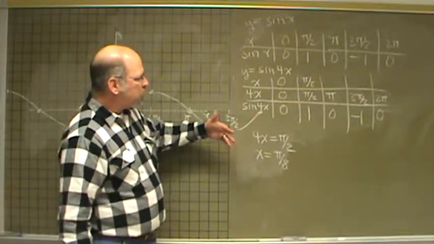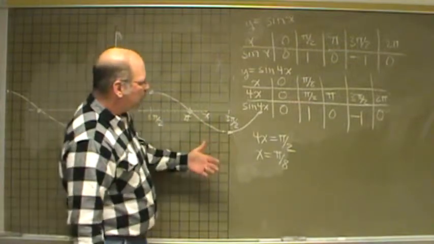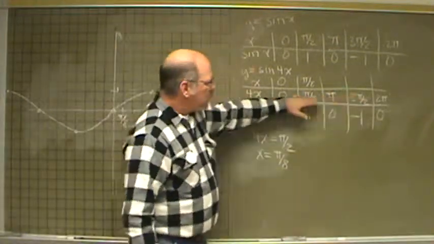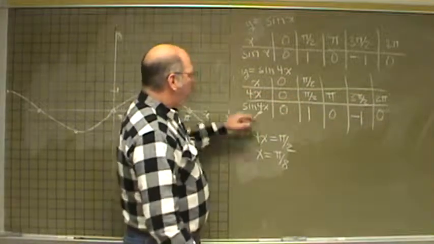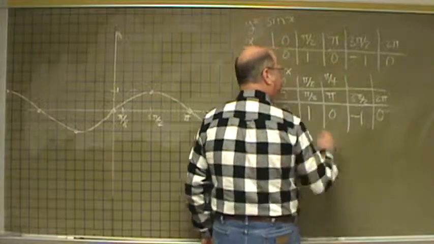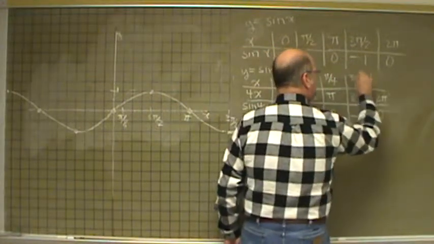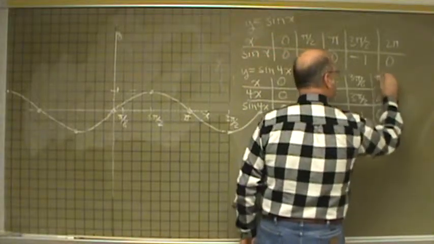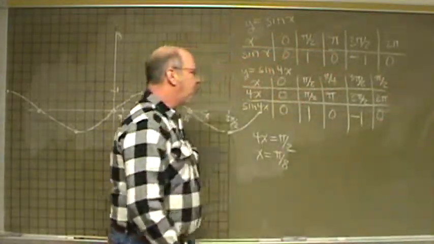So you can see that we're starting to go faster already. If you keep on going, you'll notice that you're simply going to divide all these values by 4. 4x equals pi means that x will be pi over 4. This will be 3 pi over 8, and this will be 2 pi over 4, or pi over 2.